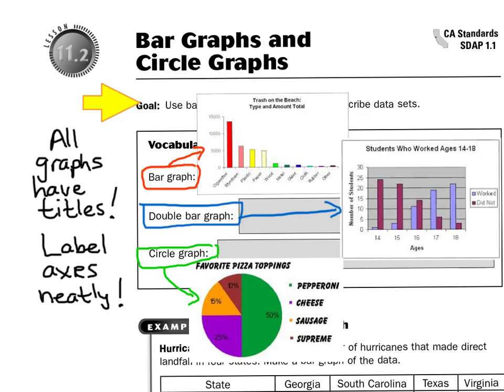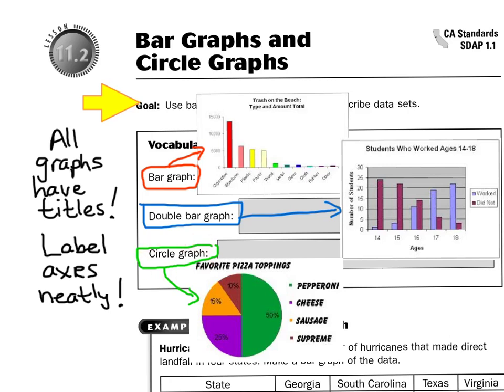A double bar graph is when we want to compare two things that are related. For example, they were looking at students who worked ages 14 to 18, so probably high school students. And notice that there's always a key with a double bar graph. So the blue represents the kids who worked and the purple represents the kids who did not work. And so on the x-axis, we'll see their ages, 14, 15, 16, 17, 18. On the y-axis is the number of students they found. So the 14-year-olds, they looked at who worked and who did not work. The 15-year-olds, they looked at who worked and who did not work. So again, everything has to be labeled for a really good graph.